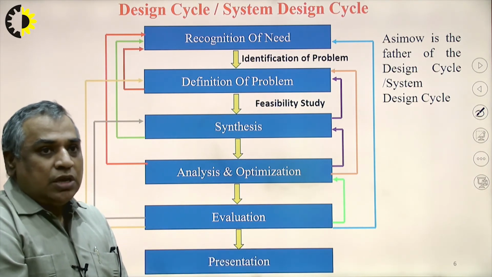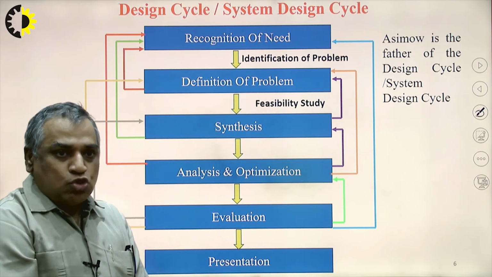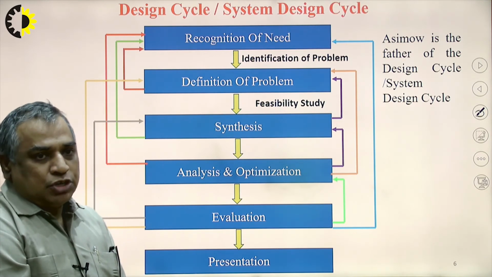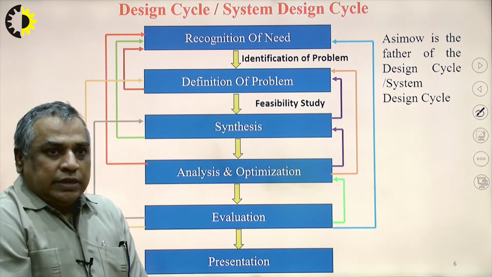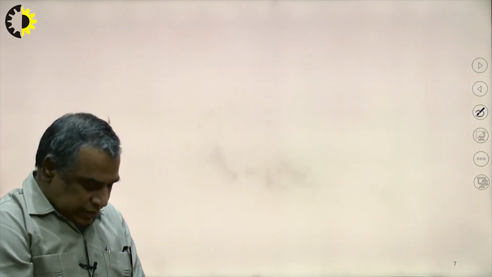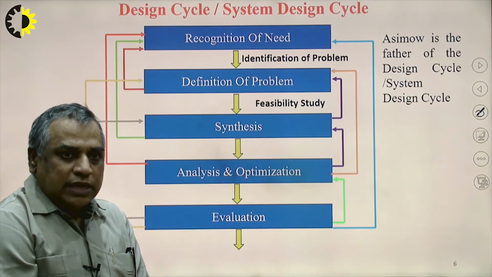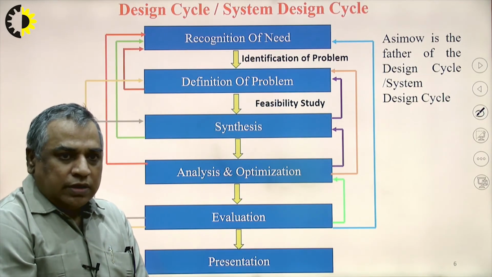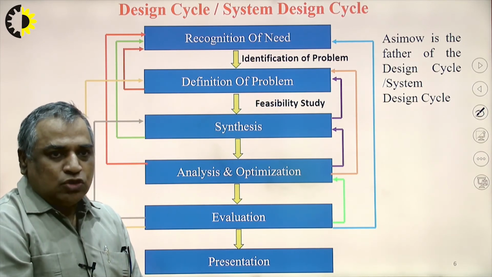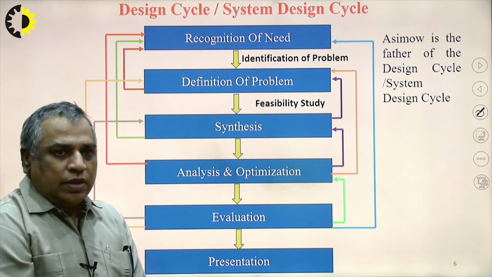that is presentation, and thus the design cycle, the theoretical design, is over, and after presentation we will move to the next step, that is production. Right. So this is after the design cycle, and in the design cycle you can observe that at each and every step we go back if it fails at any stage. So this is the iterative nature of the design.